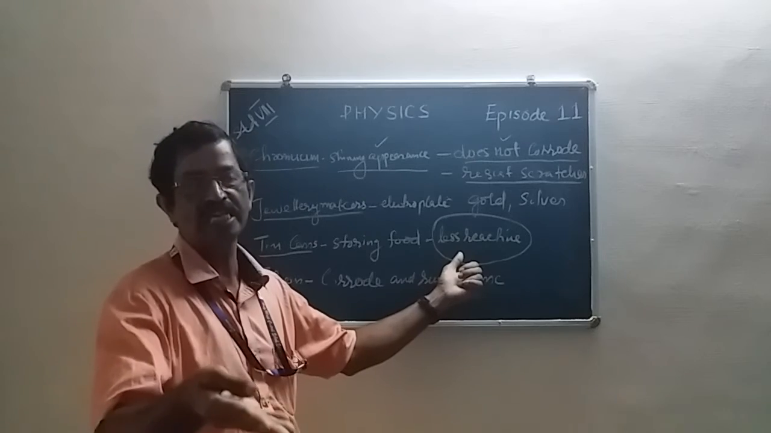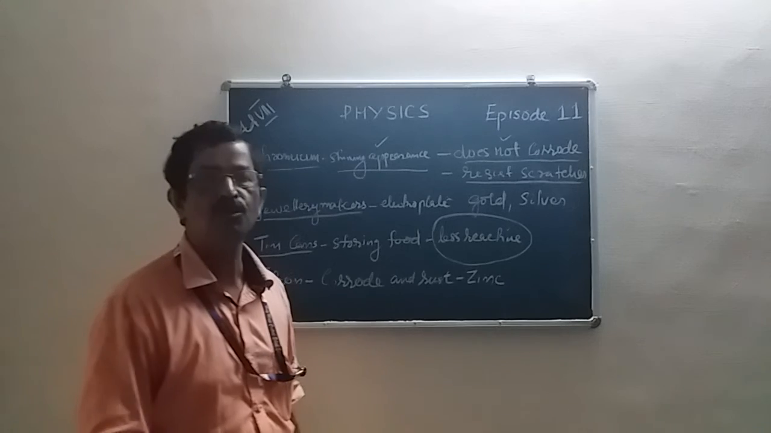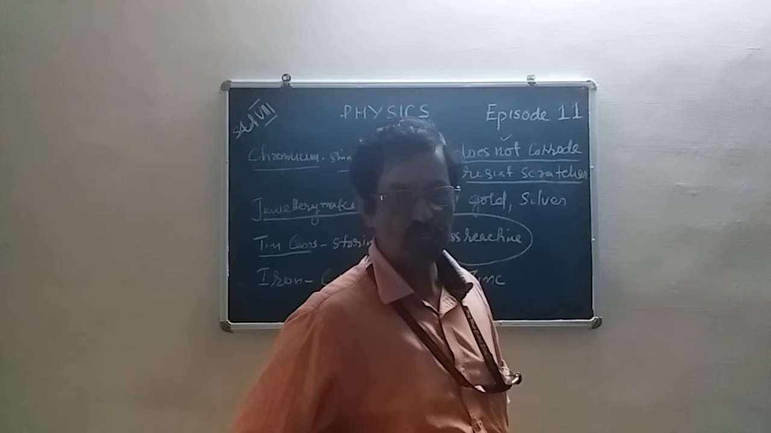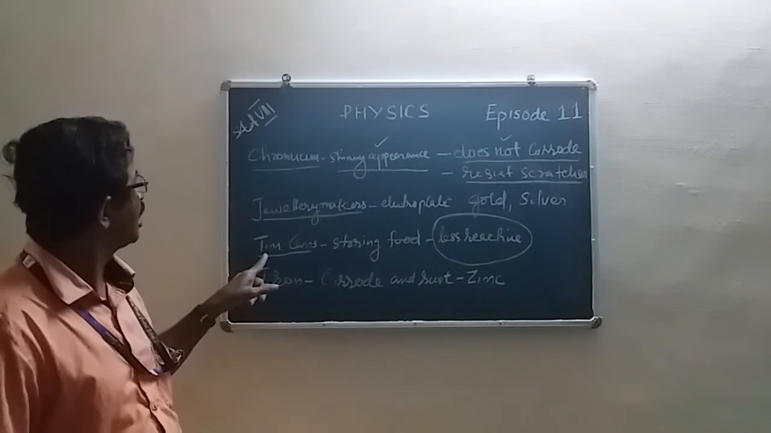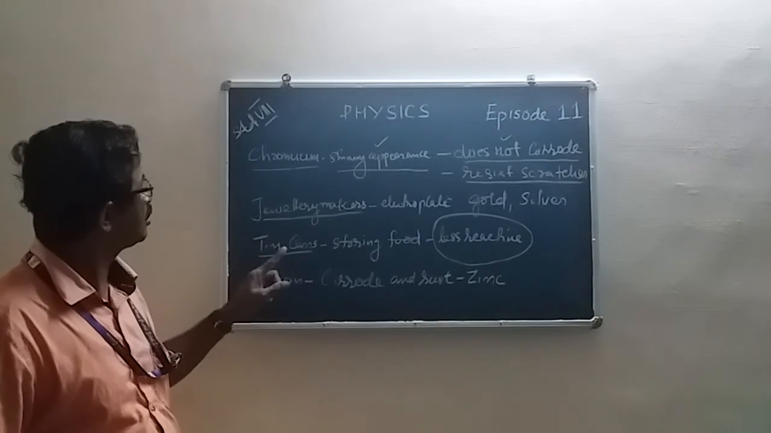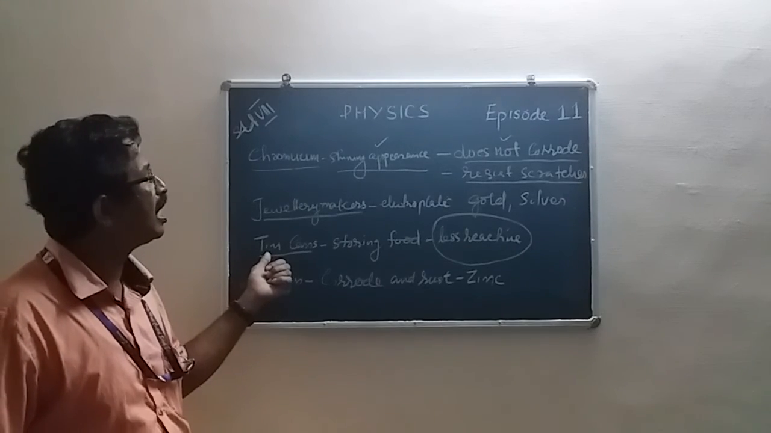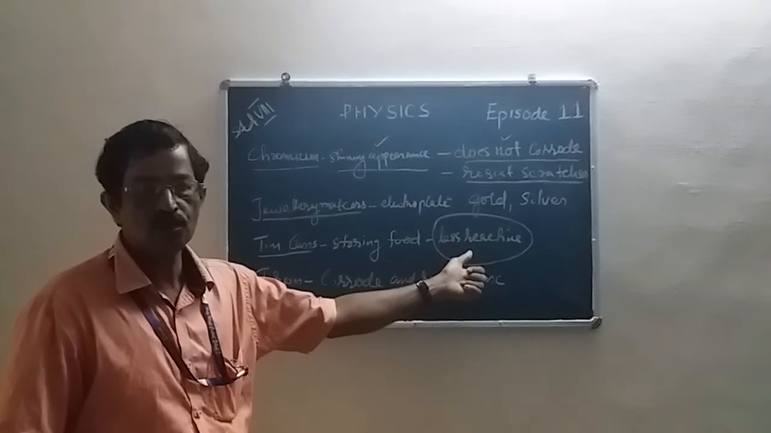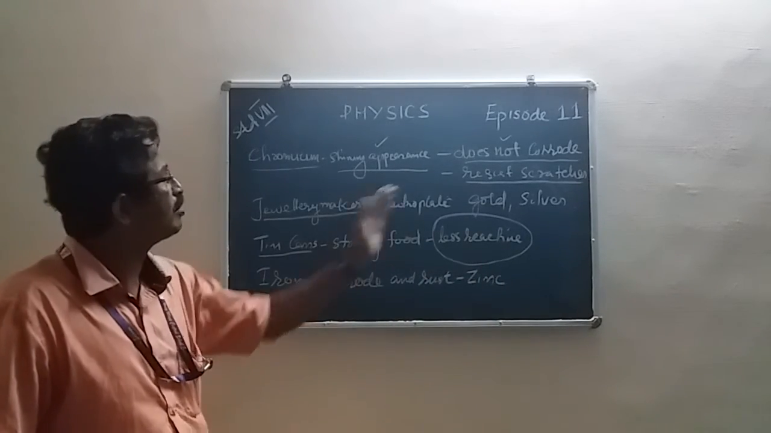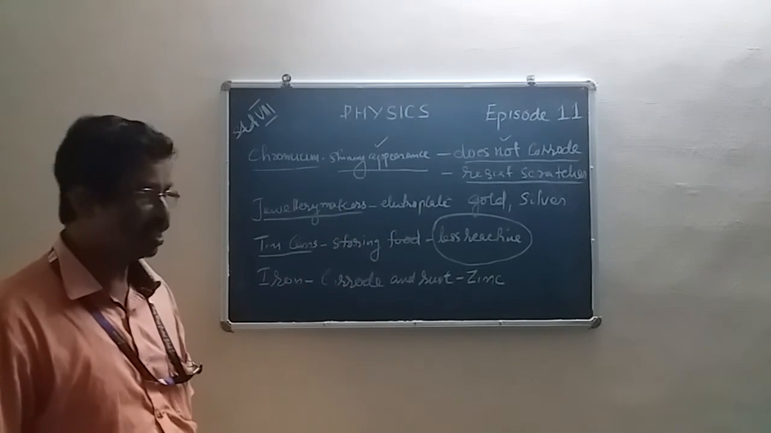Iron is more reactive, so the food does not come in contact with the iron. So we can store food without it getting damaged. That is the importance of electroplating iron with tin to get tin cans. Tin is less reactive than iron, so food material does not come in contact with iron, and we can keep the food without damage.